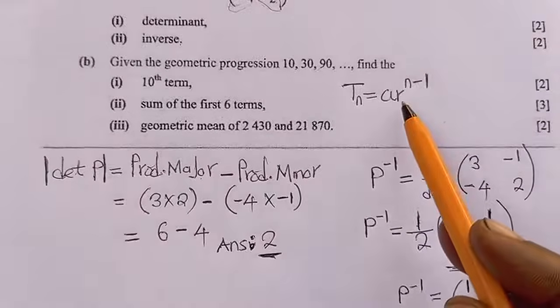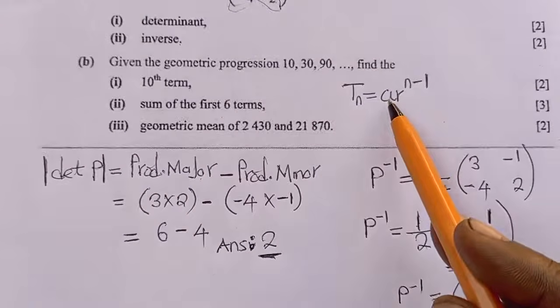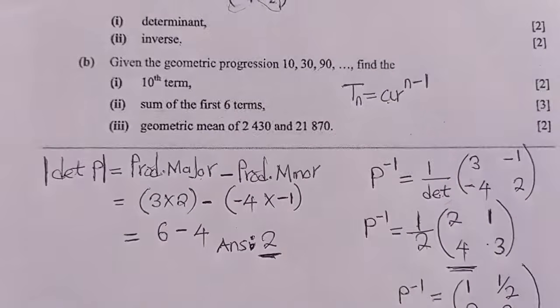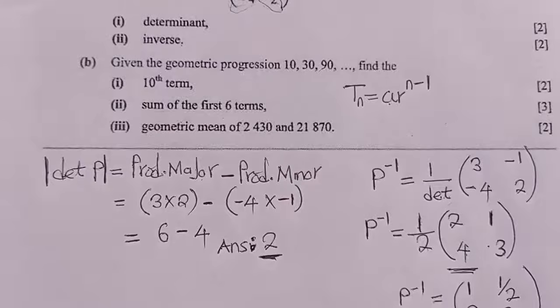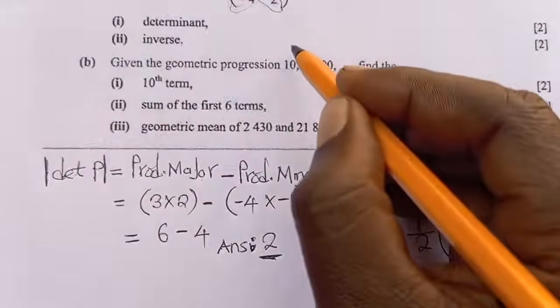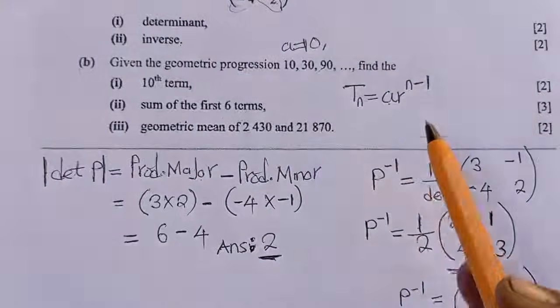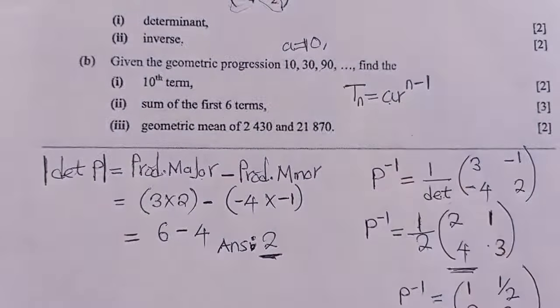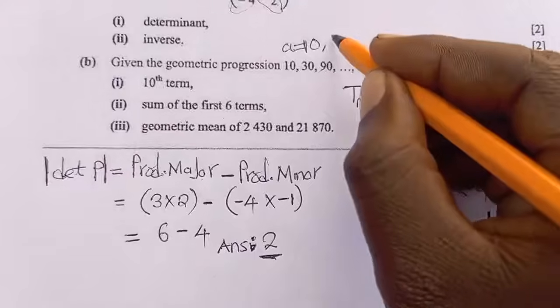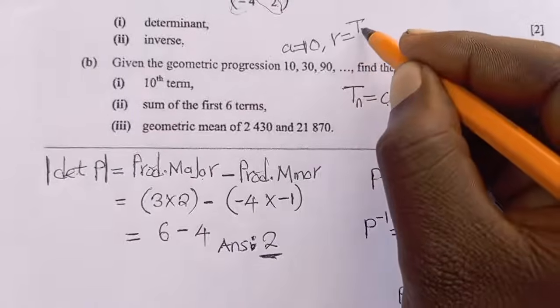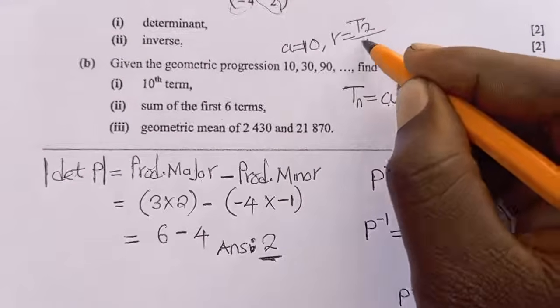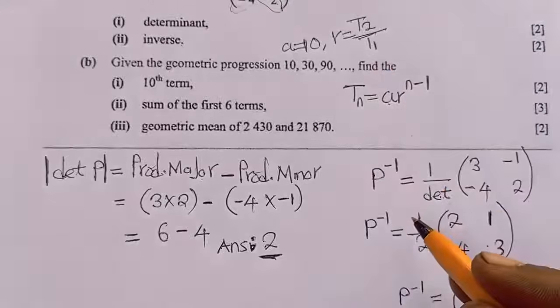So meaning we need to be able to find the a. What is a? A is our first term. What is our first term in this case? The first term, so a is equal to 10. That is our first term. Then what is r? The common ratio. The common ratio is given by the formula T2 divided by T1.